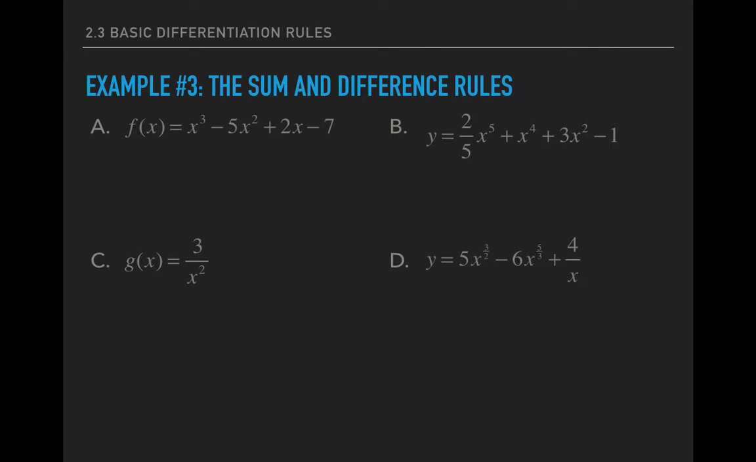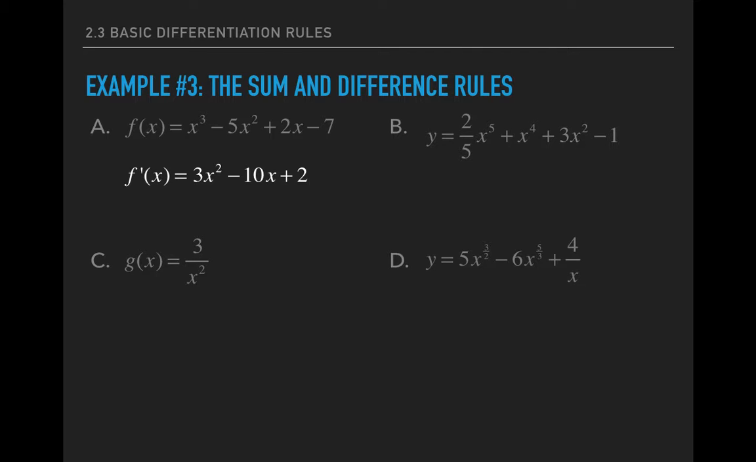Here, we have a whole string of terms. We're going to use all of our rules at one time here, and we'll just take the derivative of each term. So with this first one, you would bring down the 3. You'd be using your power rule. So bring down the 3 and decrease the power by 1.